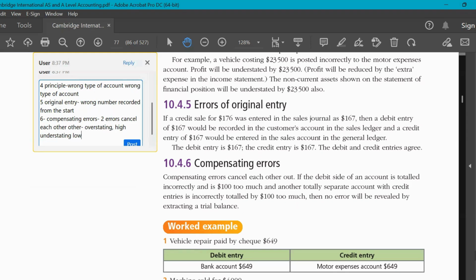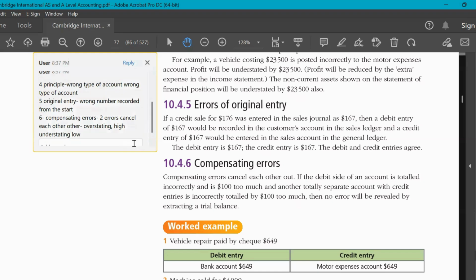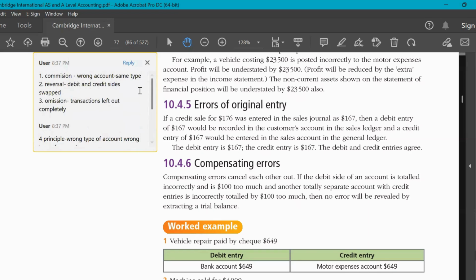So it means that there's a commission, there are two errors on both sides. So again, two wrongs make the trial balance right. So that is the idea of compensating error. Okay, let's have a quick recap, because I think that you're all confused.